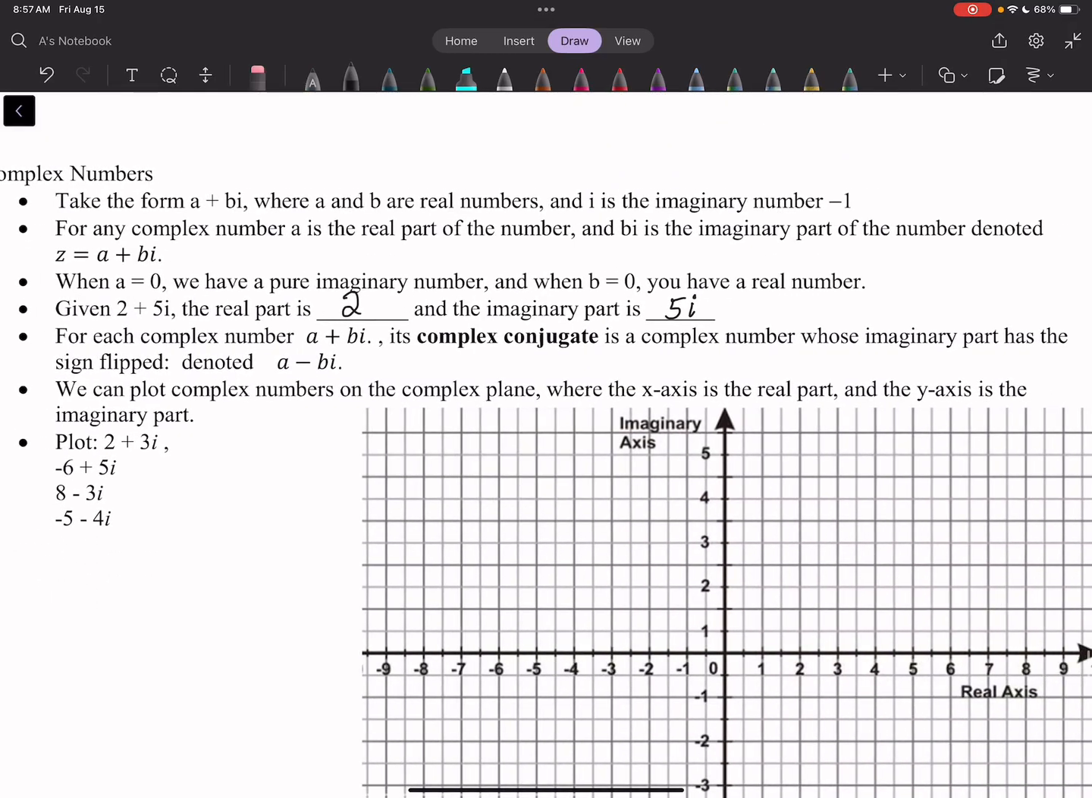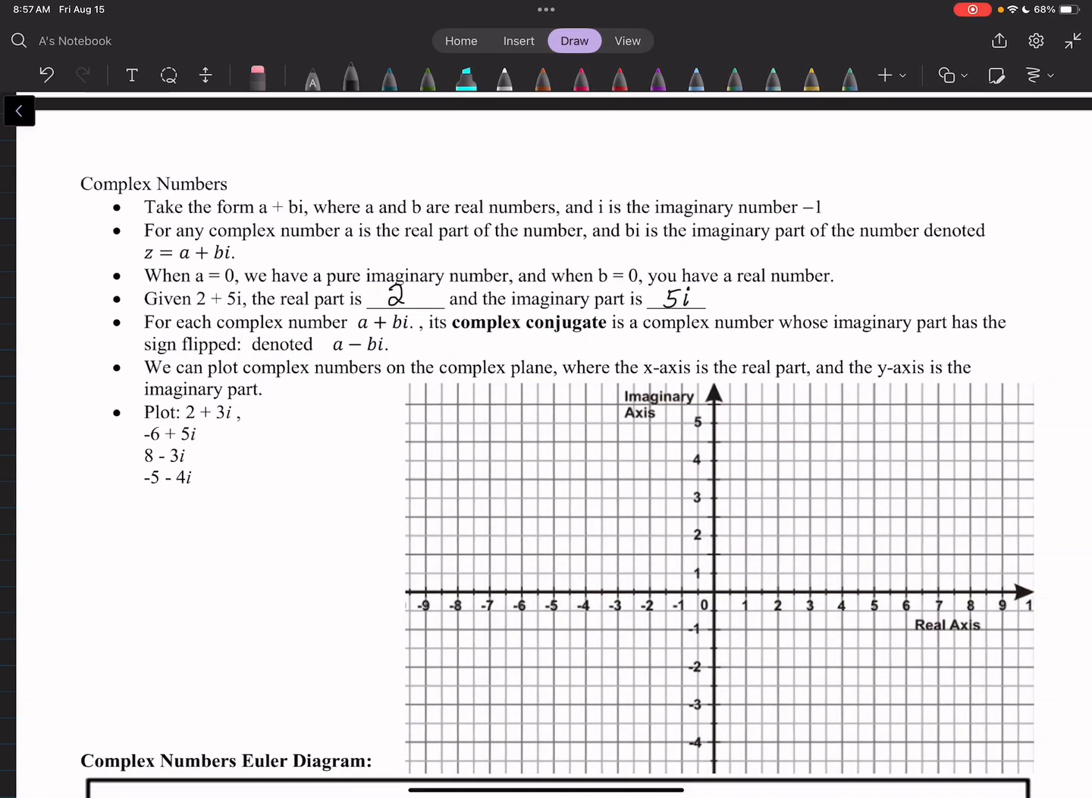To graph a complex number. A complex number is where we have one part of it as real and another part as imaginary. You graph the real numbers on what is normally the x-axis and the imaginary part on what is normally the y-axis. So if I was asked to plot these points, 2 plus 3i, I'd go to 2 on my x, go up to 3 on my y. There's my coordinate. Negative 6 plus 5i, negative 6 up to 5. Okay, do the last two.